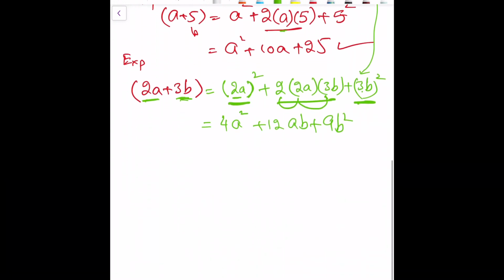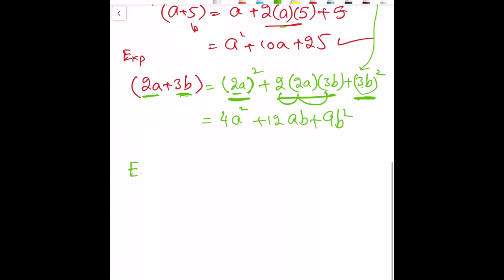If we have a negative number, for example a take away 3b, as you can see inside the bracket we have a negative. According to the formula, we have the square of the first, whether you write the bracket or not doesn't matter because it's one unit, negative 2a times b, where our b is 3b, and then plus b squared.